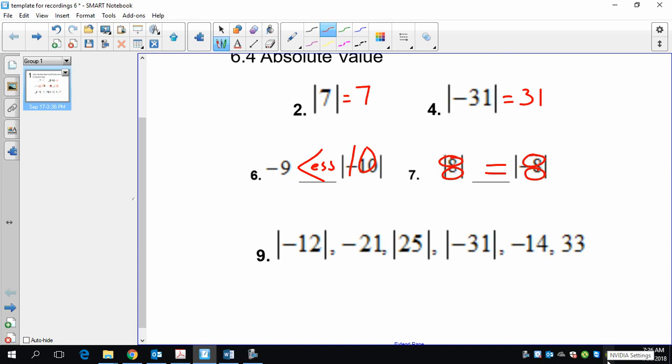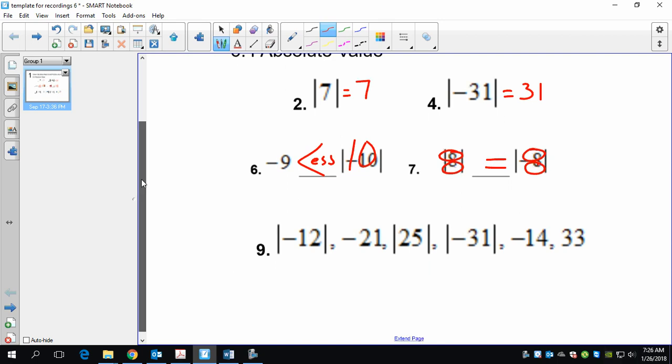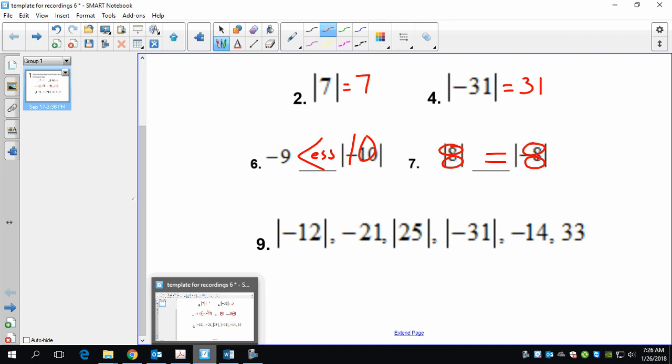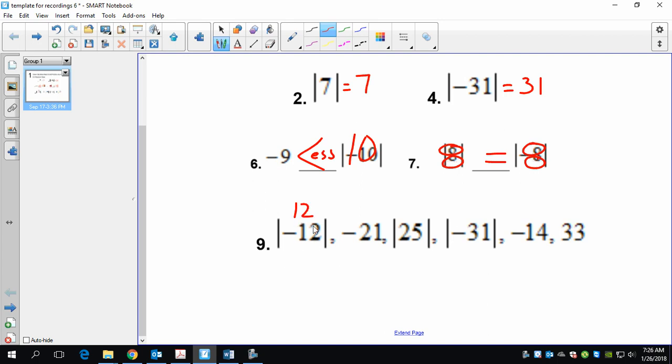For number 9, it's a little bit harder to read, but we just want to put these in the correct order. So we just want to go through and make sure we can find the absolute value. So for negative 12, the absolute value would be 12. This would stay negative 21 because we do not have the absolute value symbols. The absolute value of 25 would again just stay the same. It'd be 25. The absolute value of negative 31, which we used up here in number 4, is going to be simply 31. We have negative 14 and we have 33.